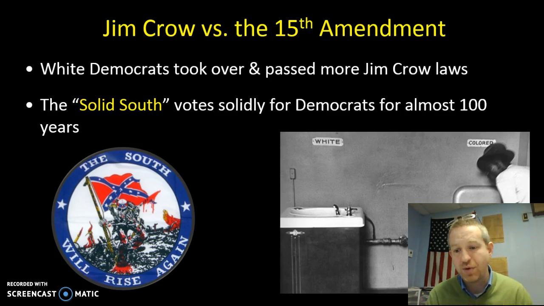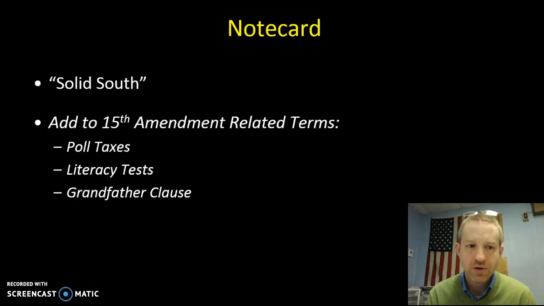So because of this, black people can't vote, and so white Democrats are going to take over the South. They're going to pass more Jim Crow laws, and you get this concept called a solid South. The solid South is an idea that the South votes solidly for Democrats for about 100 years.